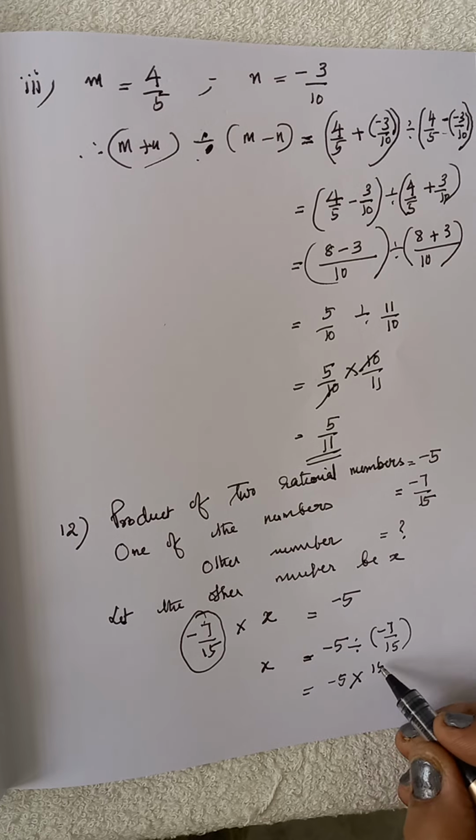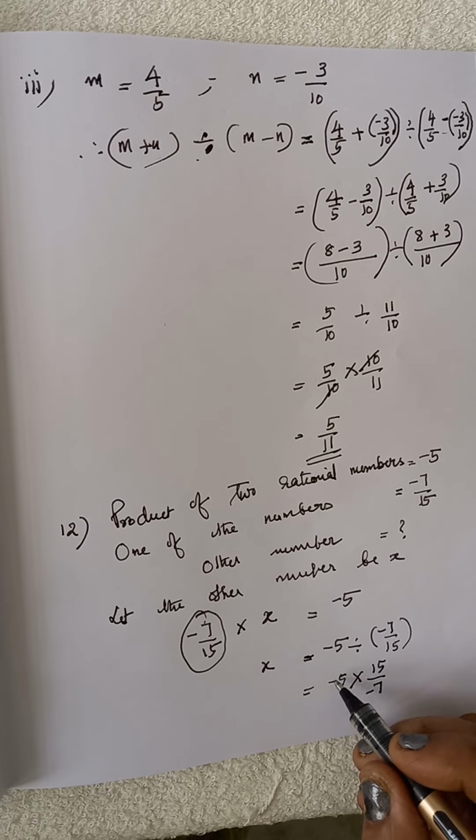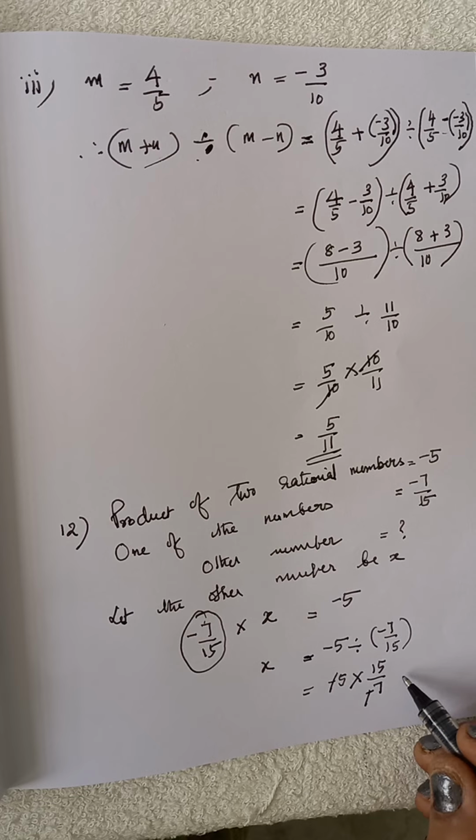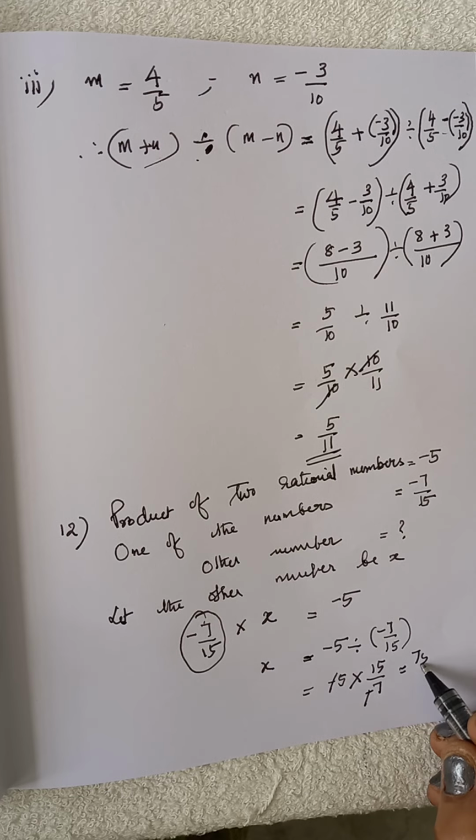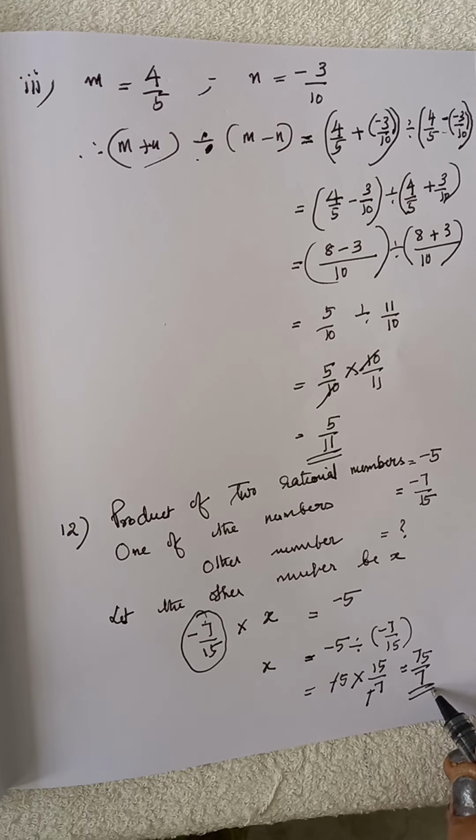So x is equal to minus 5 into, division is the inverse of multiplication, so 15 by minus 7. So minus and minus can be cancelled. So this is equal to 75 by 7.